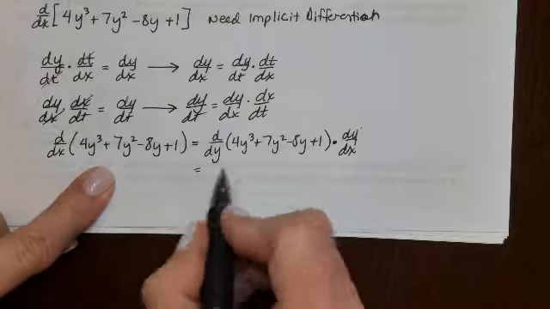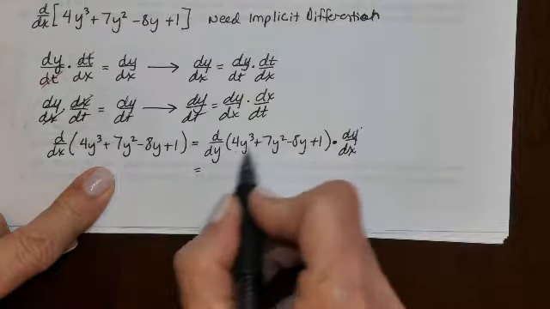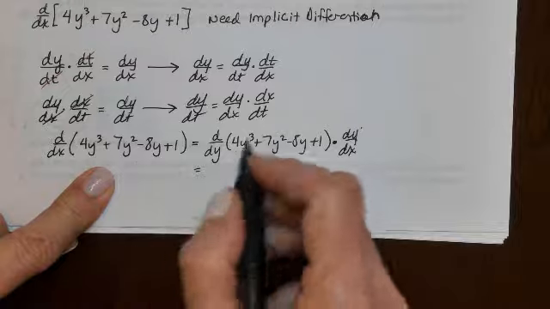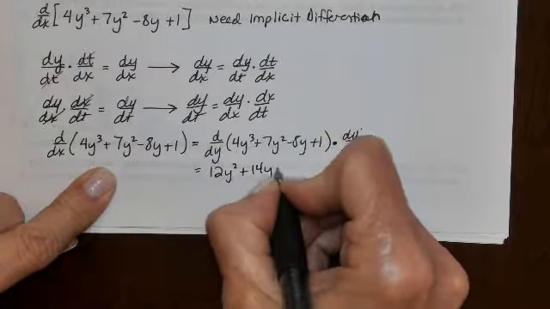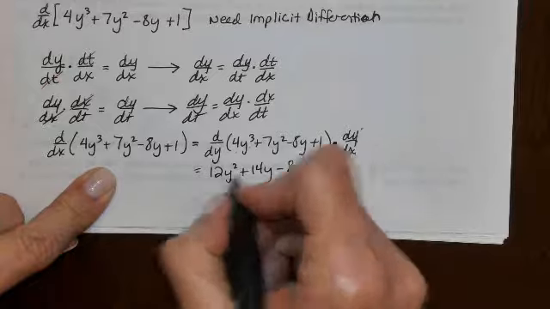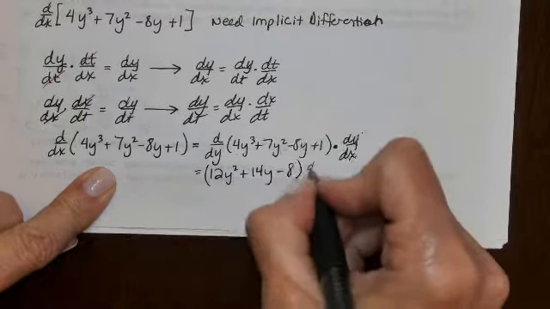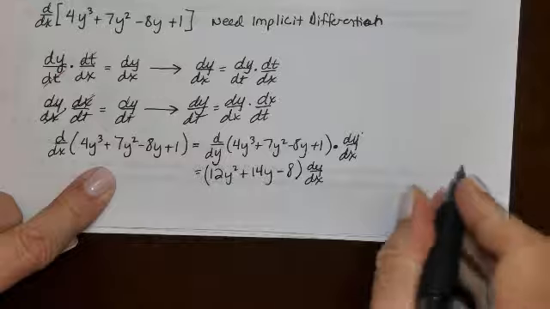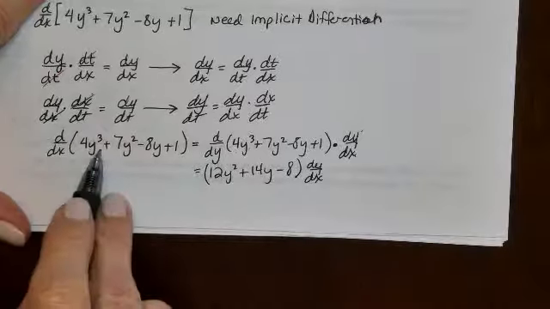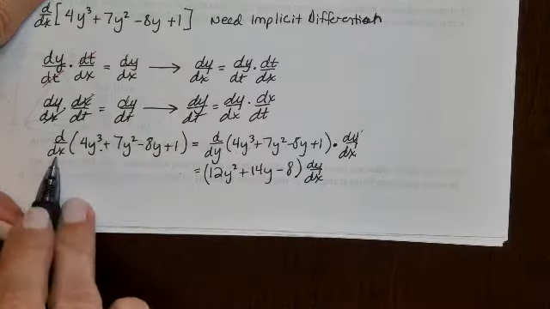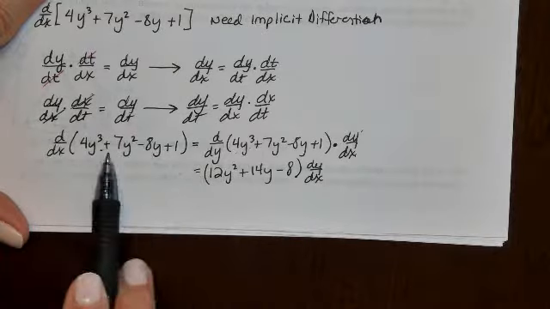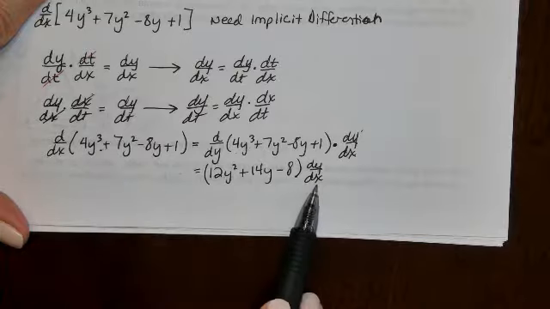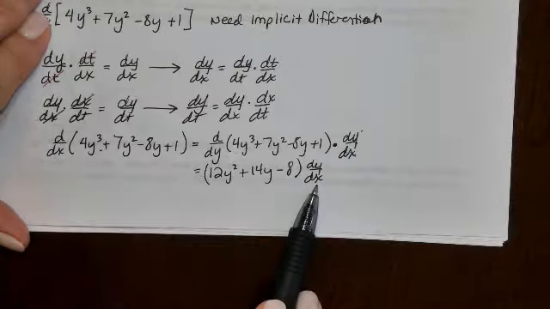So go ahead, take the derivative with respect to y. That's something you can do, right? 12y squared plus 14y minus 8 plus 0, and then multiply that by dy dx. And that will be the derivative of this expression with respect to x. So let's think about what we just did. We went ahead and took the derivative with respect to y and then just multiplied by dy dx. And that's what you're going to be doing.